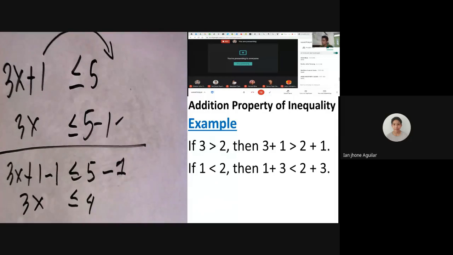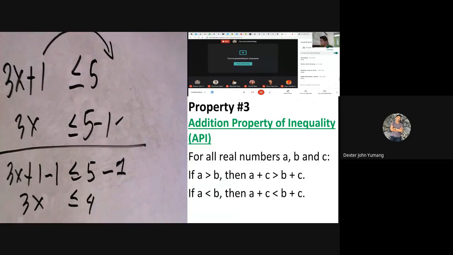Sir, di ko pa po nakapi yung property number 3. Okay, this is the property number 3. Again, for property number 3, ulitin ko lang po, kung ano yung i-add mo sa left side, yun din yung i-add sa right side. In this case, minus po yung ginawa ko, mali po talaga ito. So, this is subtraction property actually. Kasi nag-subtract ako. So, addition property is kung nag-add ka, add din ang gagawin mo.